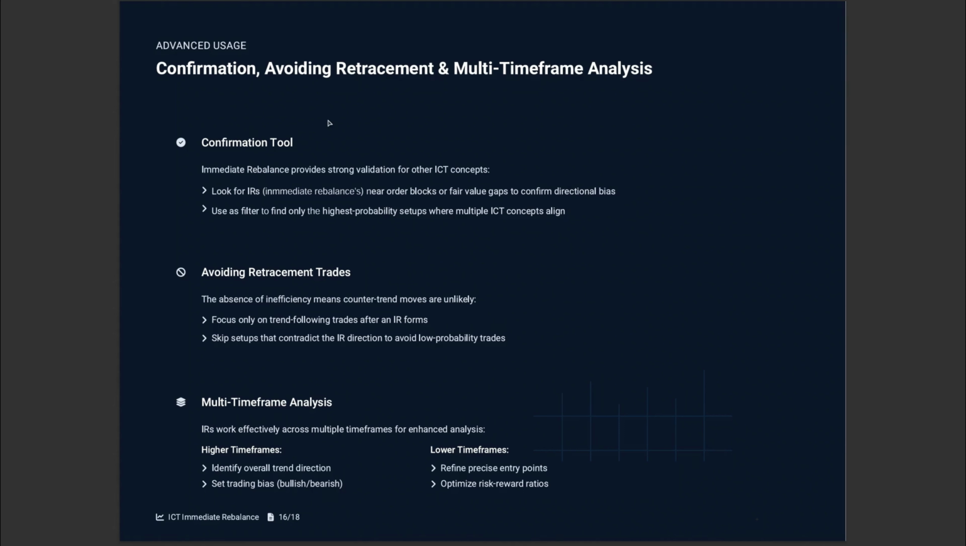Now, for advanced usage: confirmation, avoiding retracement, and multi-time frame analysis. So confirmation tool. Immediate rebalance provides strong validation for other ICT concepts. So you can look for IRs near order blocks, or even fair value gaps, to confirm directional bias. Use it as a filter to find only the highest probability setups where multiple ICT concepts align.